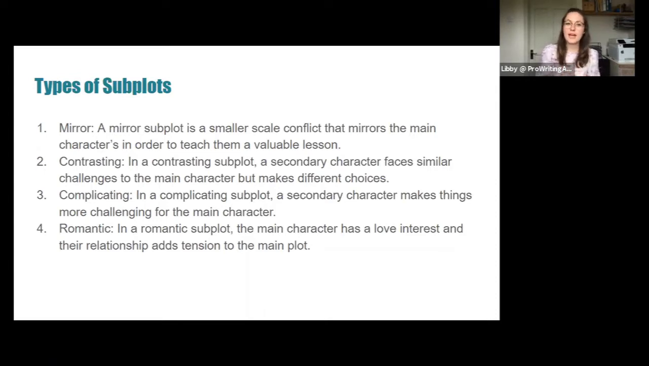There are complicating subplots. In a complicating subplot, a secondary character makes things more challenging for the main character. So that's throwing someone in there that really derails what your character would have done if they hadn't been there. And if a character goes along unopposed in a story, that can really mean that your story is plodding along and there's no conflict there.